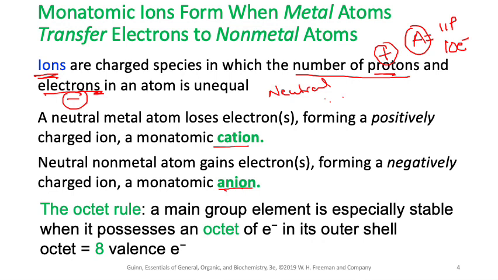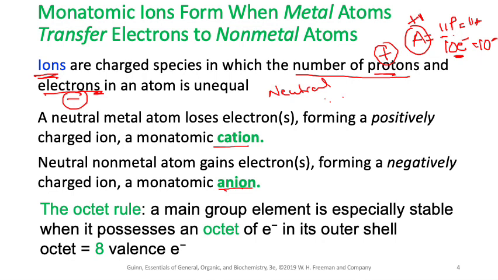So let's see. This element has 11 protons, meaning 11 positive charges, and it has 10 electrons, meaning 10 negative charges, right? If I add them both, 11 positive and 10 negative, what's the net charge on this element? +1, because you have one extra positive charge. They are not equal, right? So this element A is a cation because it has a positive charge. The same thing applies for the anion.